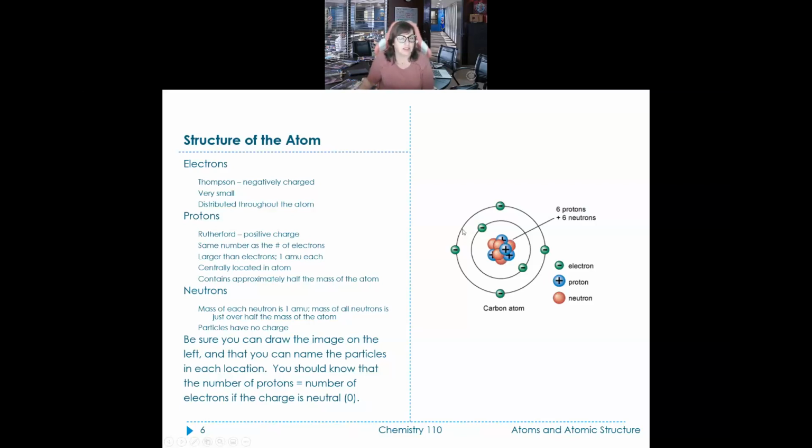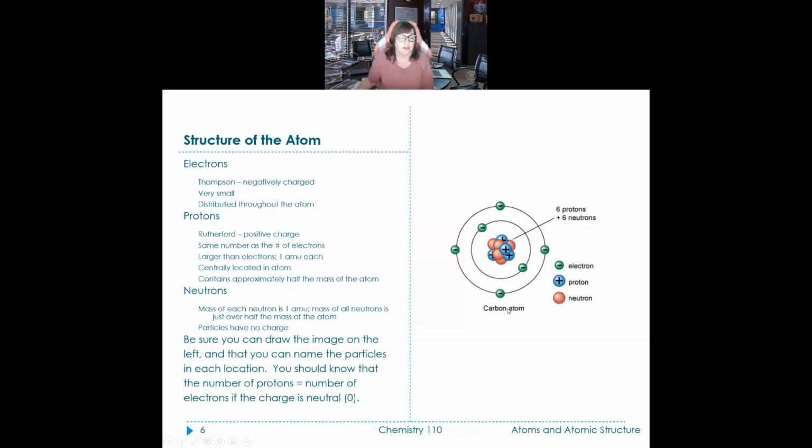So what are things that I expect you to know from this? You should be able to draw me one of these basic pictures. You should be able to label that there are neutrons, protons, and electrons. Show me where they are. You should be able to tell me that there are the same number of protons and electrons. And for a particular isotope, which we'll get back to, you should be able to tell me how many neutrons are in that too.